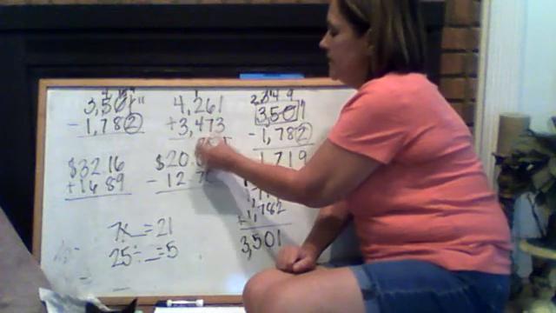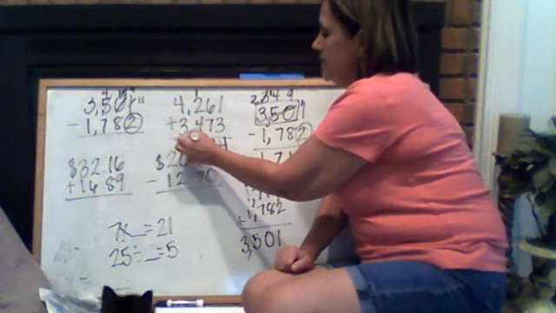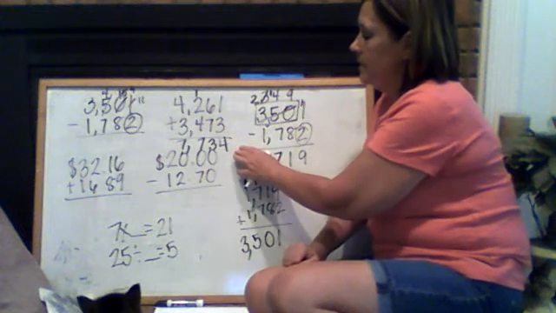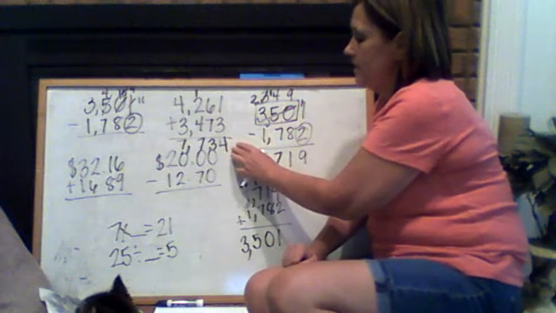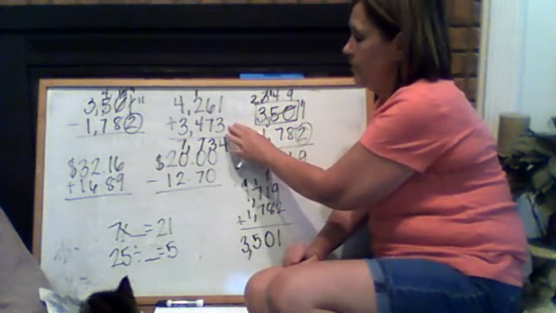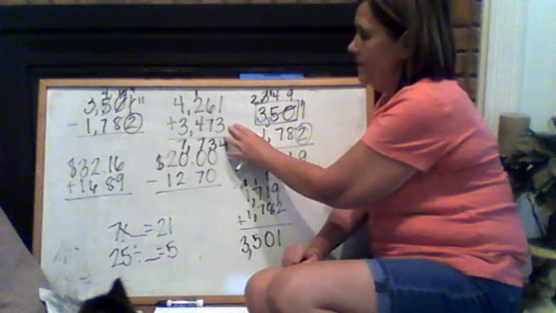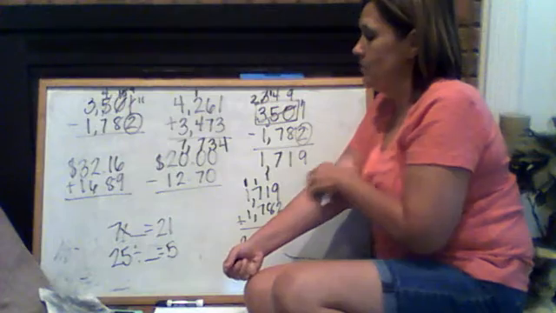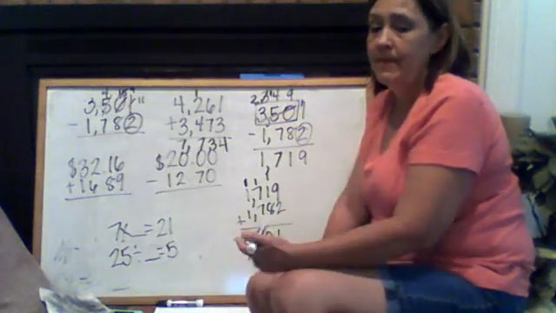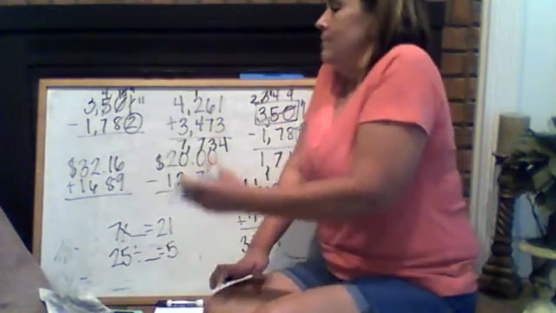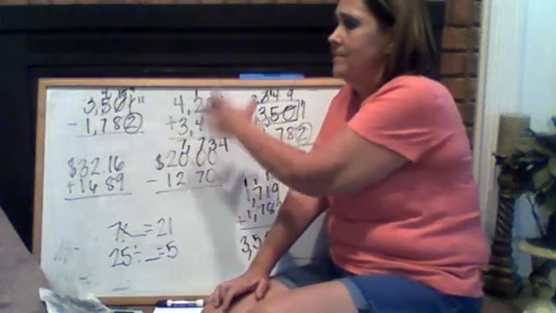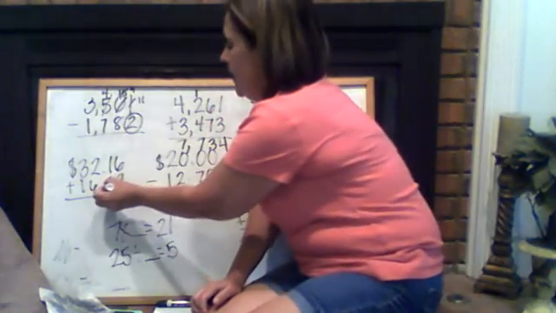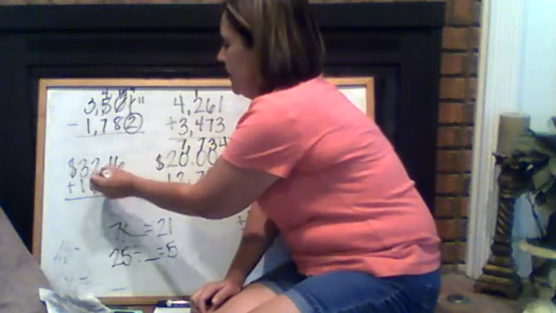3 plus 4 is 7. 4 plus 3 is 7. 7,734. And you could check this by subtracting. You could say 7,734 minus 3,473, and I should get 4,261.